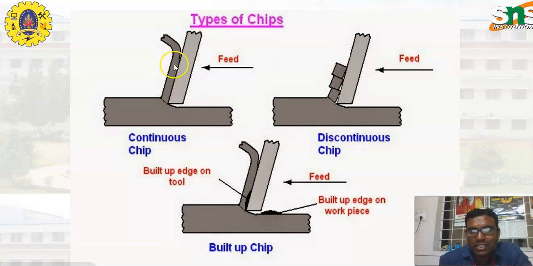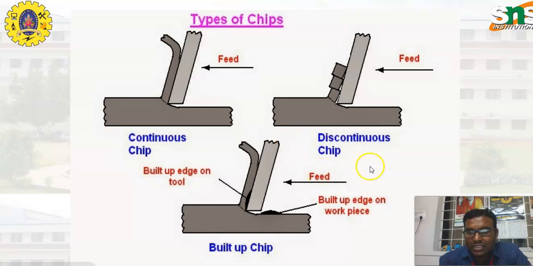This is the diagram which shows the types of chip produced during the machining process. First one is the continuous chip. This portion is the workpiece and this portion is the tool. Due to friction and the shearing force, the material gets removed, and this removed material, the waste or sheared material formed during the machining process, is known as the chip. In this first diagram, the chip produced is in a continuous direction.